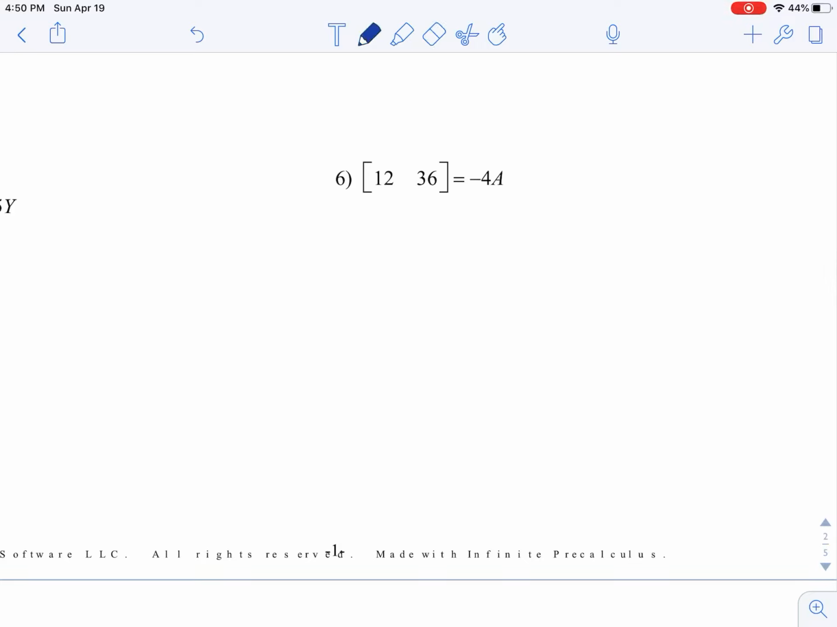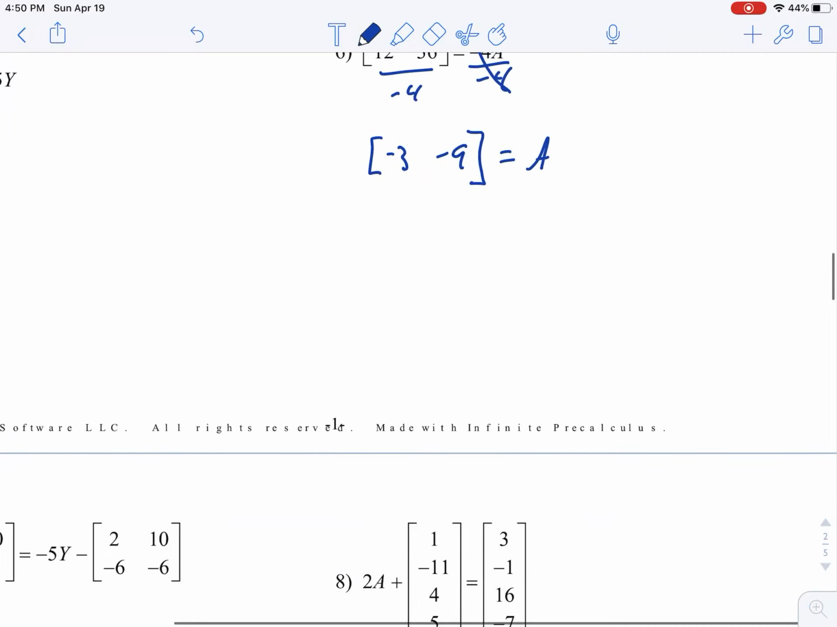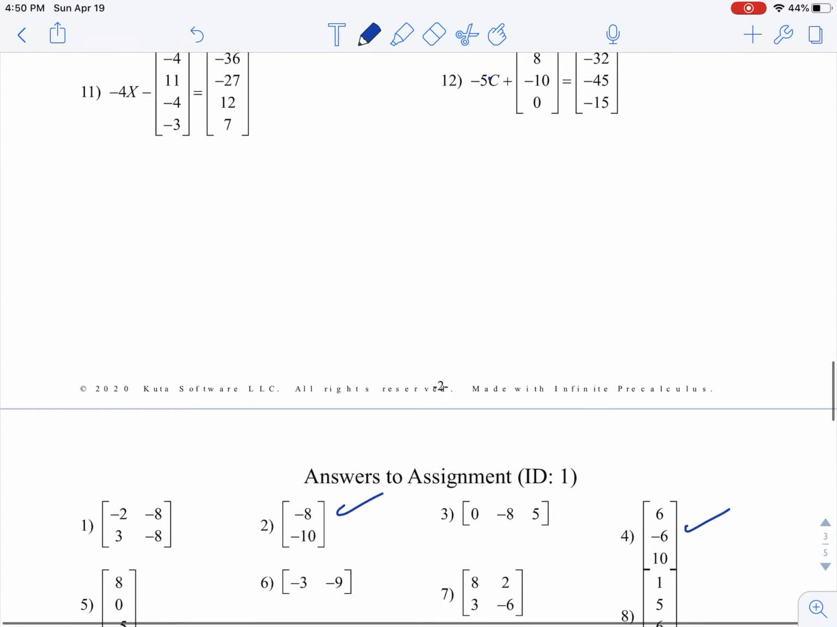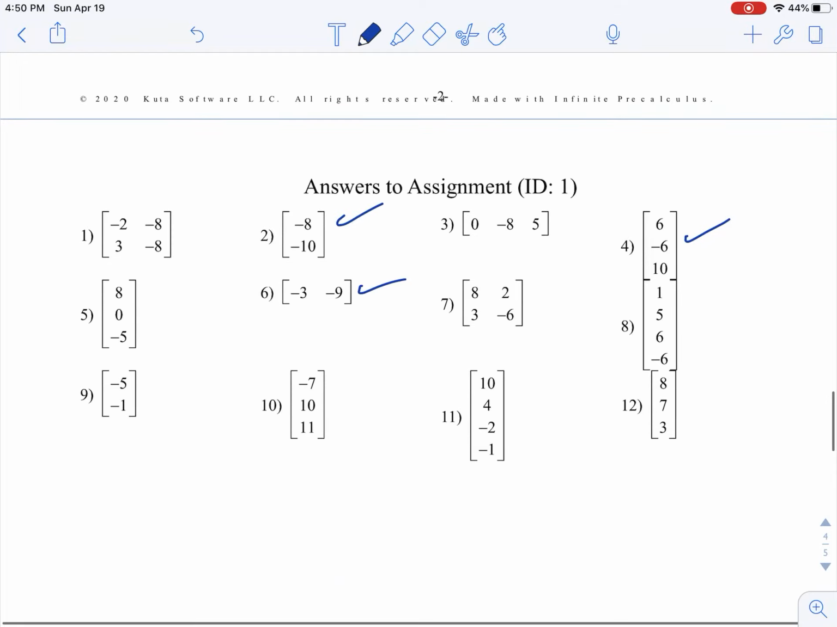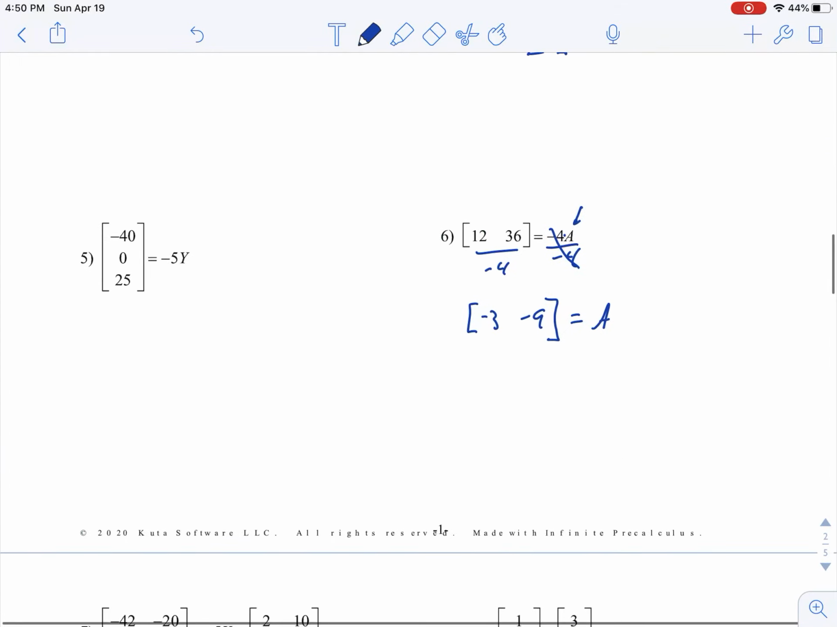All right, number 6. So now we've got to isolate the variable here. It's times negative 4, so you need to divide by negative 4. If you want to look at this as dividing by negative 4, you're totally okay doing that. You're going to get negative 3 and negative 9 equals A. And let me check the answer on number 6, negative 3, negative 9. Yeah, right there. So that's totally good, totally right.